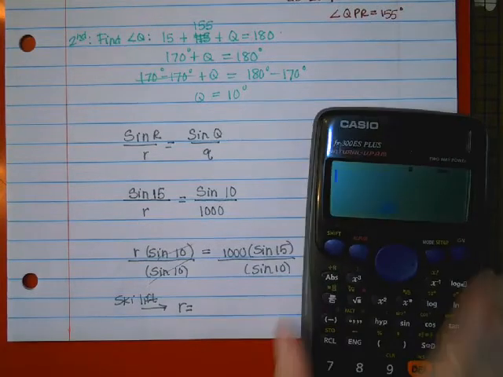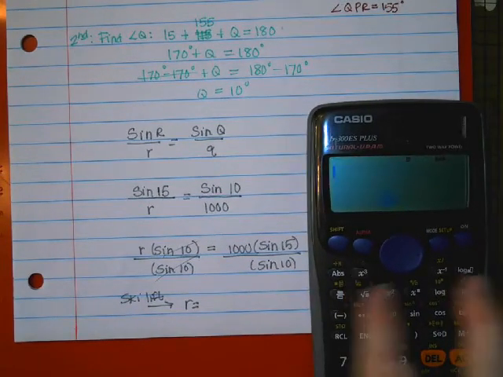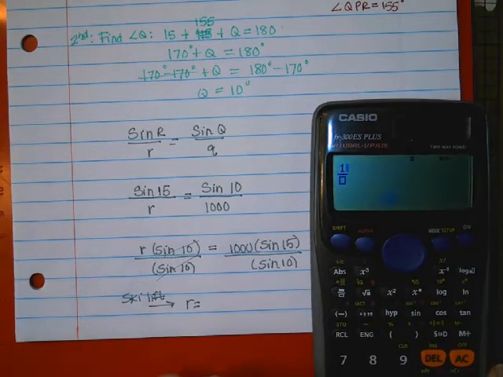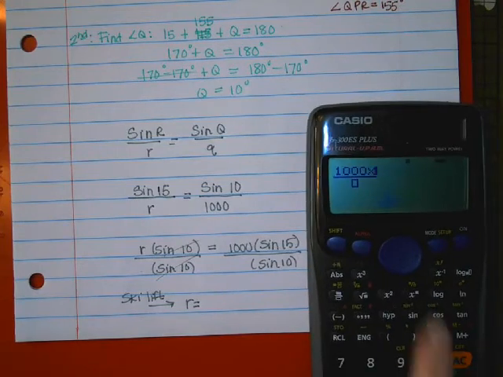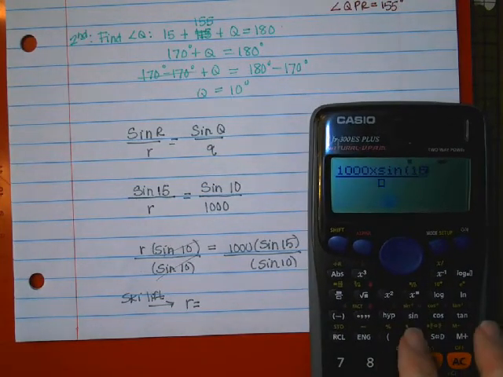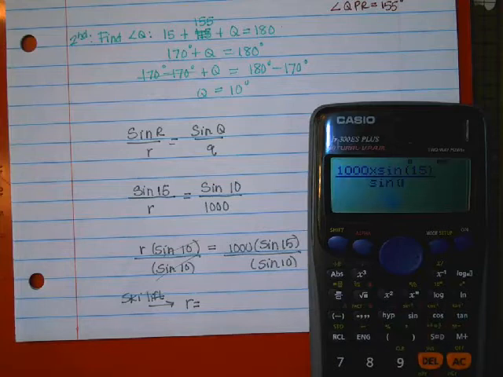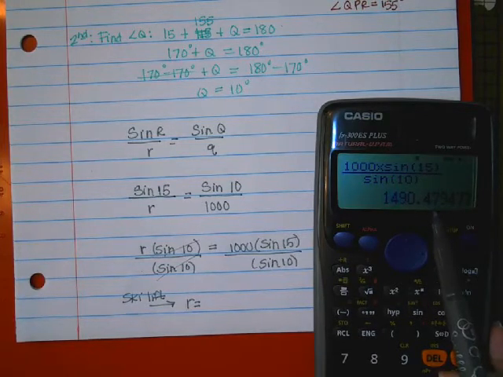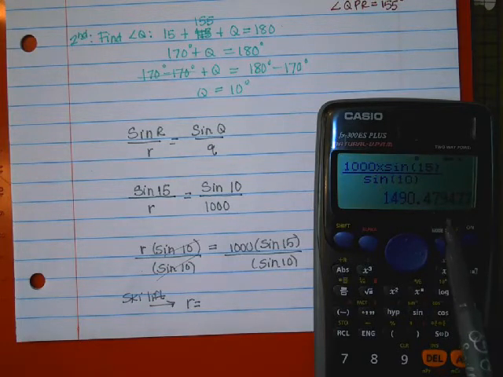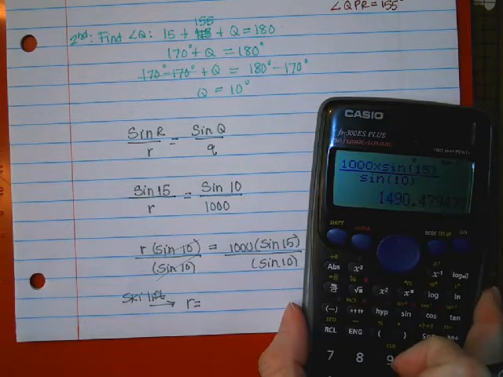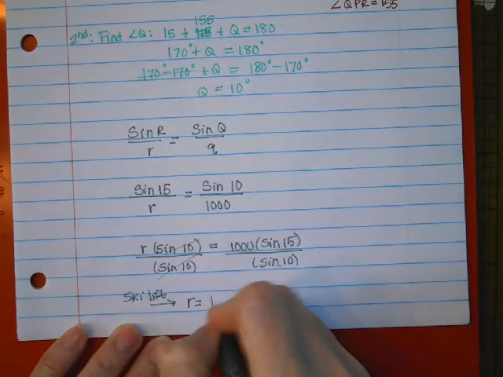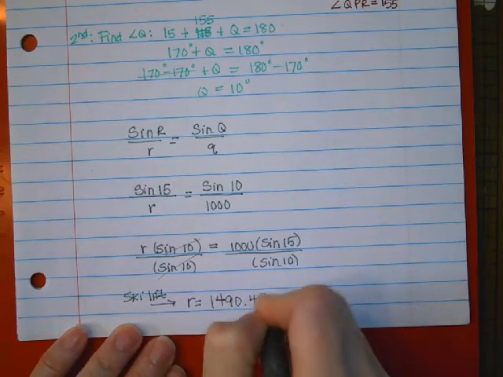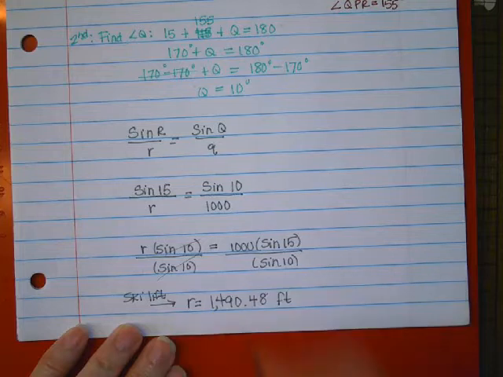If I can put it in view here, you can see it okay. So I'll hit my fraction bar. 1,000 times the sine of 15, and we'll go down and put it over the sine of 10. Close it out and hit my equal button. Then we'll round this to 2 decimal places. So 2 decimal places would be to the 47. Since the 9 to the right is 5 or bigger, it makes the 47 go up 1 higher to 48. So our answer would be 1,490.48 feet. 1,490.48 feet. This would be my final answer.